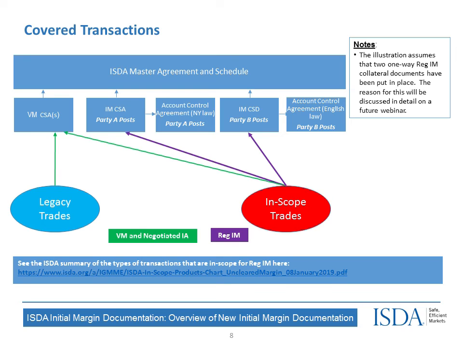The other type of trade you have here are in-scope trades, and those are trades that are entered into. And I continue to use the term entered into intentionally because that has some meaning under the regulation. It's not simply the day on which a trade is executed. The analysis can be more complicated than that. I just wanted to note that for people. But in-scope trades are trades that are entered into on or after the relevant Reg IM compliance date, and as you will see, have both Reg IM collateral flows to the IM CSA and the IM CSD in our example, as well as a VM and negotiated IA collateral flow to your existing VM CSA.